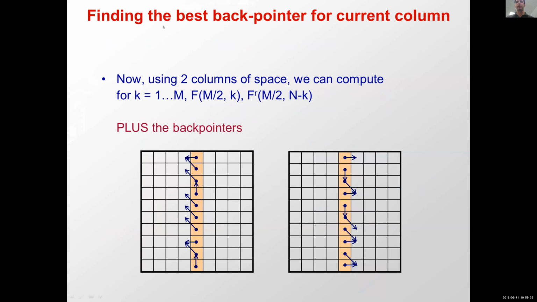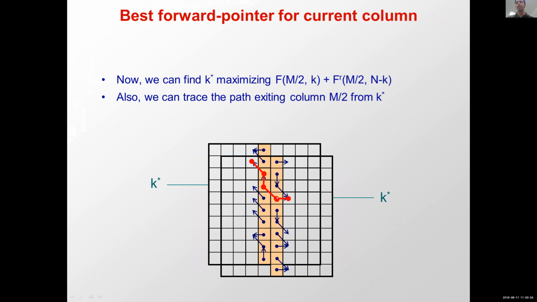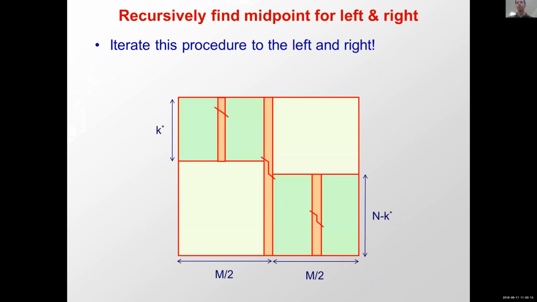So here's the idea. How do you find the best back pointer for the current column? Using only two columns of space, we can compute all of the scores all the way to here, and then remember all the back pointers from here. Then, using the reverse computation from the right to the left, we can compute the optimal scores here for aligning the suffixes going all the way to the end, and we keep the pointers there as well. Combining the two, we can say, what is the optimal score at this position, and what are the optimal pointers? We save that, and then recurse.